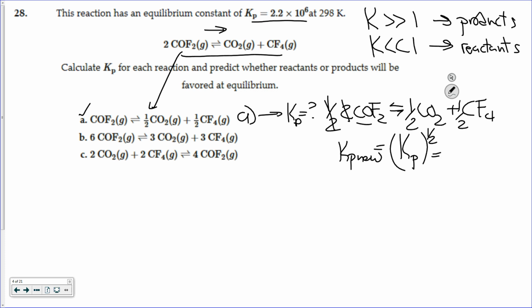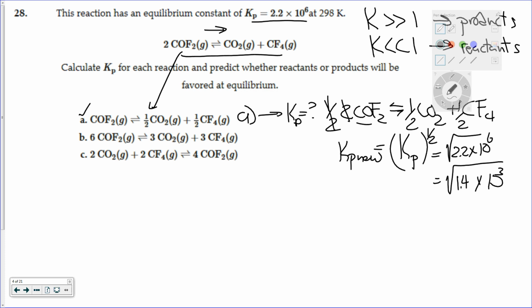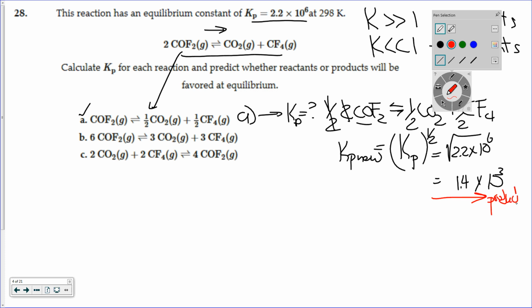So if I take the square root of 2.2 times 10 to the 6, I'm guessing this off the top of my head, it's somewhere around maybe 1.4, 1.5 times 10 to the 3rd. You can put that in your calculator, but it's pretty close to that. It's still a big number. It's well above 1,000, so that means it favors products.